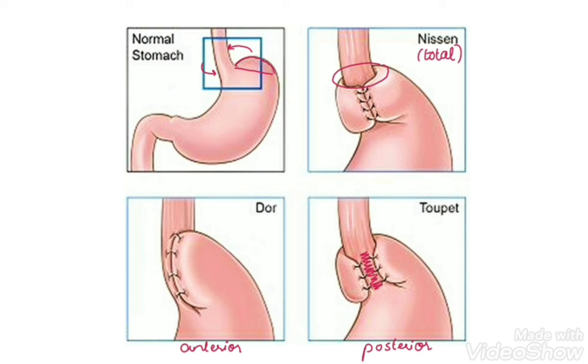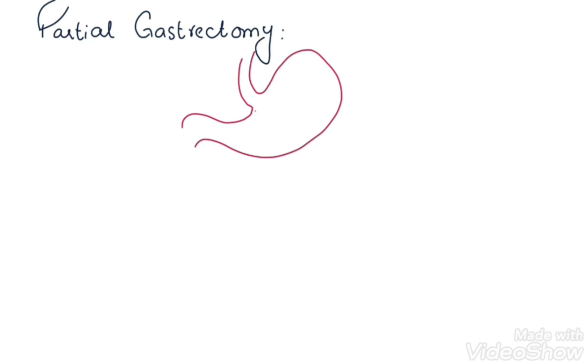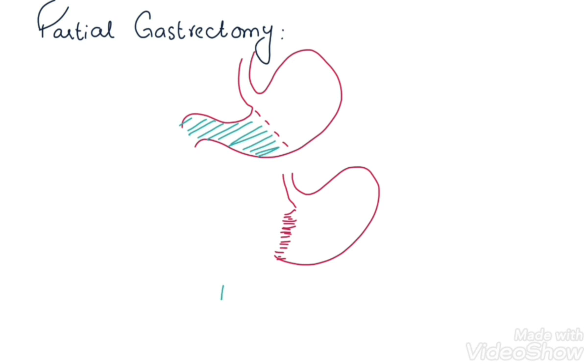In partial gastrectomy, as the name indicates, half of the stomach is removed and discarded, and the remaining stomach is attached to the jejunum. It helps in reducing the gastric acid that is produced.